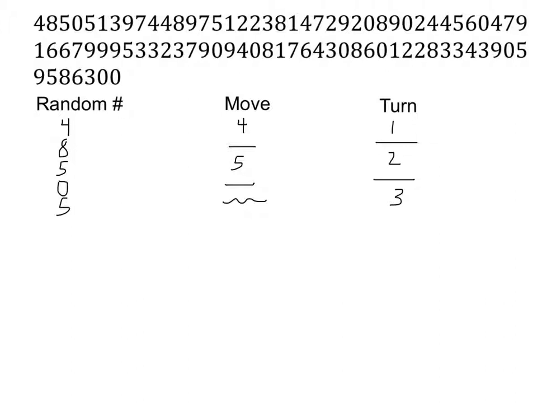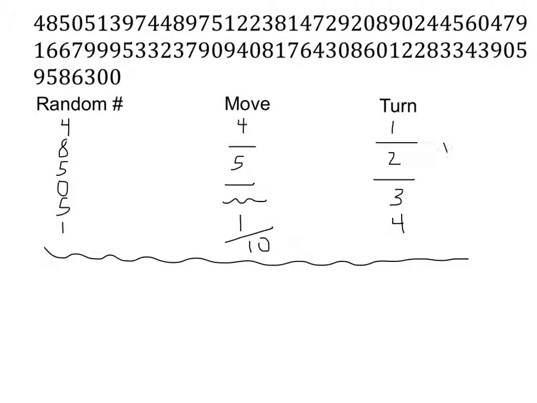My next random number is a 1, so I can move 1 space. If I add 1 to the 9 that I previously had, that is 10 spaces, which means I win the game, and that would be my 4th turn. So this completes trial 1, and in trial 1 it took me 4 turns to win.